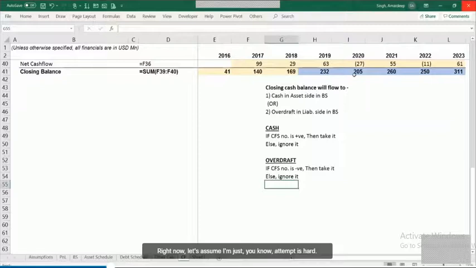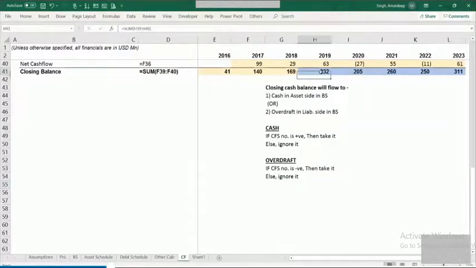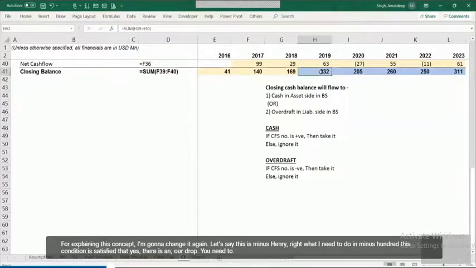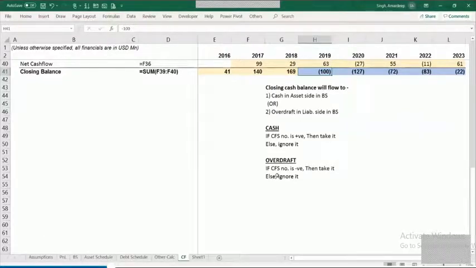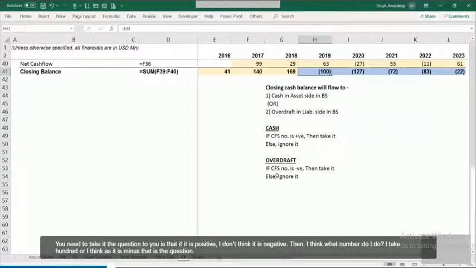Now let us assume, I'm just hard coding this figure for explaining this concept. I'm going to change it again. Let's say this is minus 100. What I need to do, if this is minus 100, then this condition is satisfied that yes, there is an overdraft. You need to take it. Now the question to you is that if it is positive, I don't take it. If it is negative, then I take it. But what number do I take? Do I take 100 or I take it as it is, minus 100?